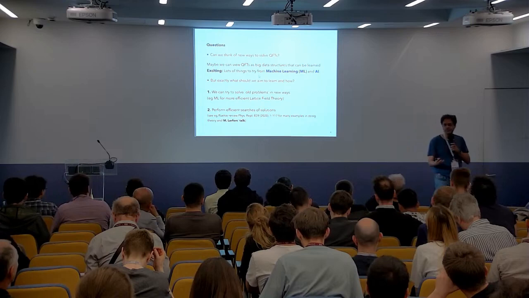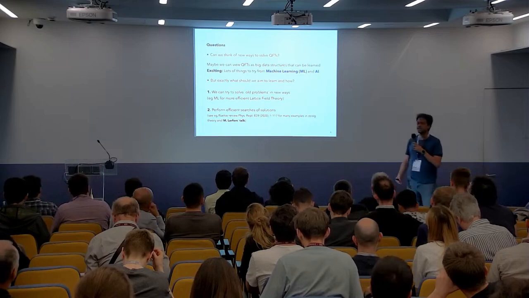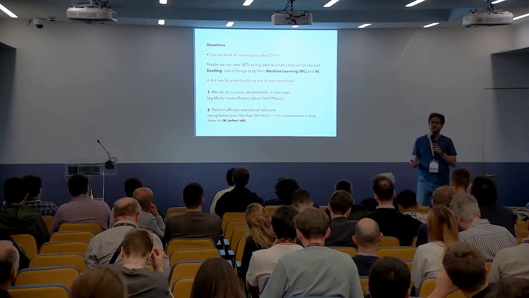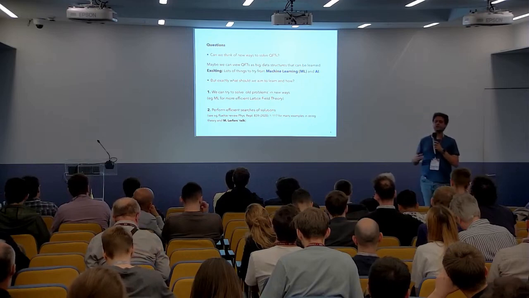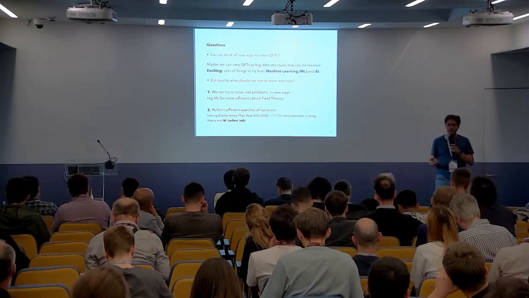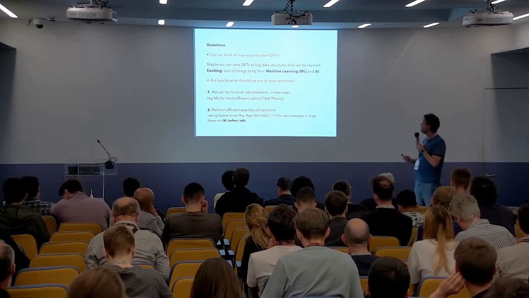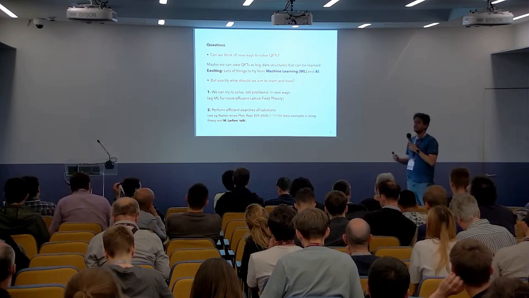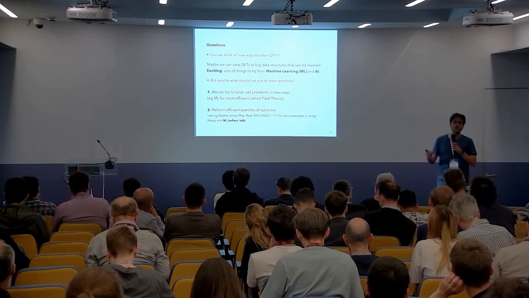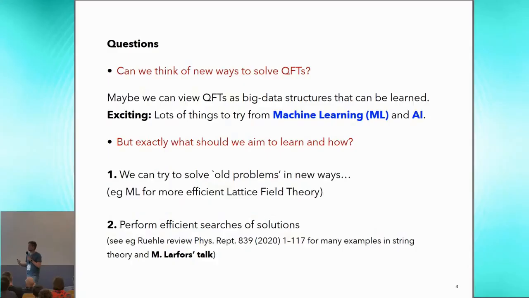So it's clear that we have been making a lot of progress, understanding all sorts of different non-trivial aspects of quantum field theory, but it's also clear that it is difficult to go beyond the state of the art. It is clear that we need new ideas. And the main question here is, can we think of new ways to solve quantum field theories? One, let's say, naive idea is maybe we can view QFTs as big data structures that can be learned.